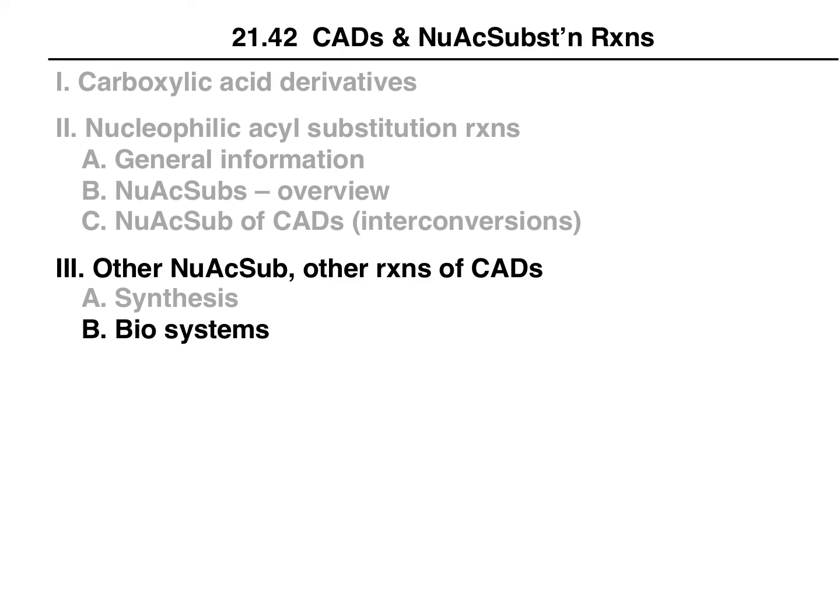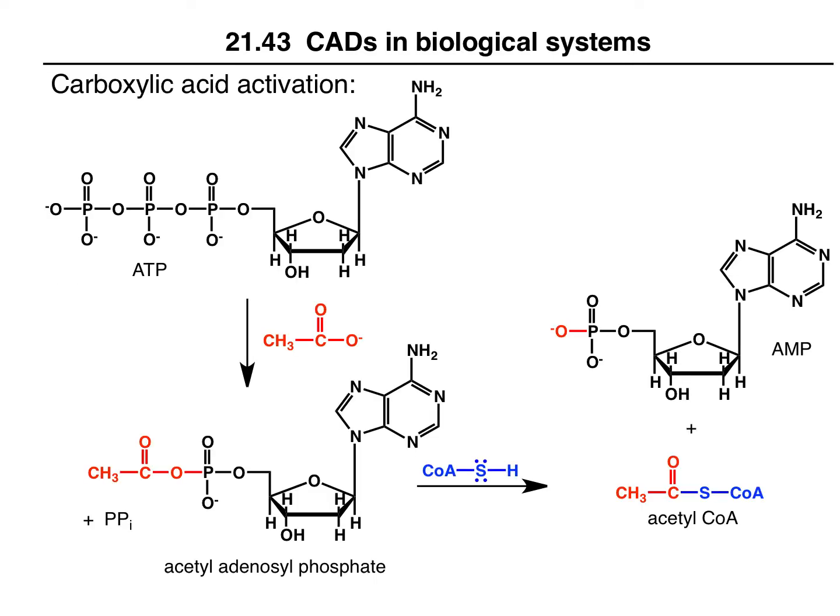We're going to continue to talk about other nucleophilic acyl substitution reactions, other reactions of carboxylic acid derivatives, focusing on biological systems. Now, if we think about nucleophilic acyl substitution of carboxylic acids themselves, they're not very good. So they need to be activated. And so in biological systems, a carboxylic acid can be activated by reaction with ATP.